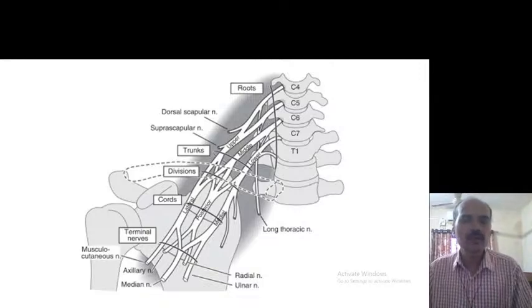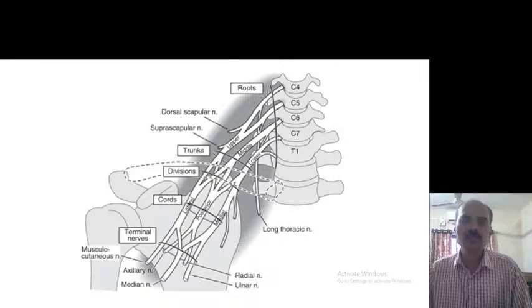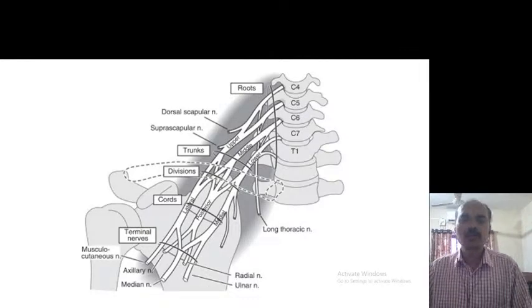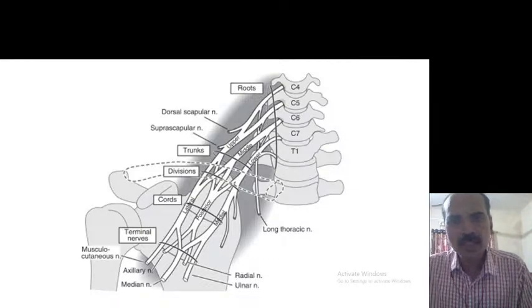So the nerve to rhomboids supplies not only rhomboid major and minor but also the levator scapulae. So for levator scapulae, you can additionally remember that it is supplied by the nerve to the rhomboids. This is regarding the roots. Then how can we miss the upper trunk?